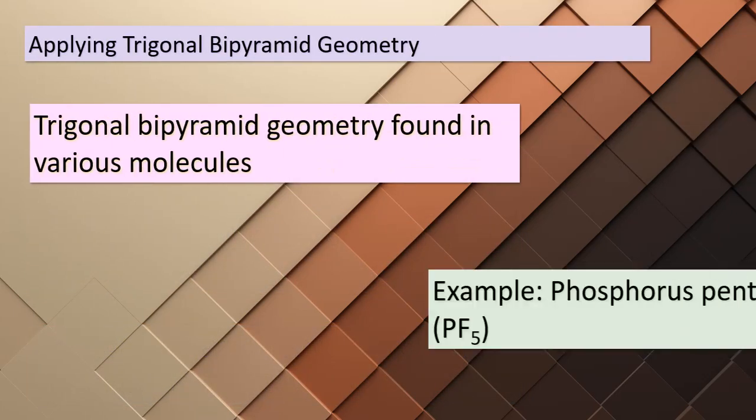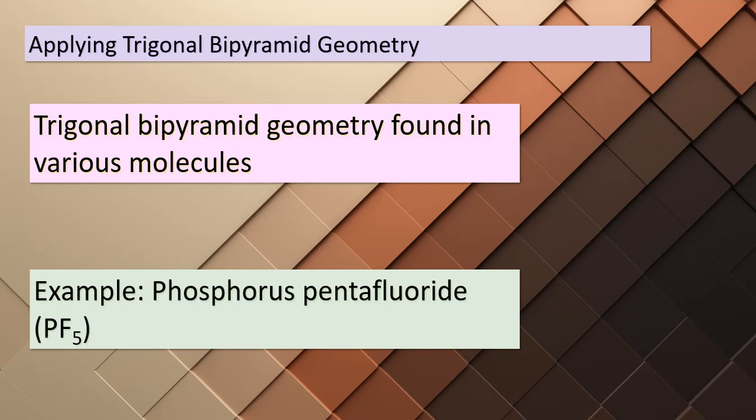Welcome back, eager learners. Now that we've grasped the concept of trigonal bipyramid geometry, let's see how it applies to real molecules. One such example is phosphorus pentafluoride, often denoted as PF5. In this molecule, a central phosphorus atom is surrounded by 5 fluorine atoms. If we examine the arrangement of these atoms, we find that it perfectly matches the trigonal bipyramid geometry we've been exploring. This molecule serves as a tangible example of how the principles we've discussed today manifest in the real world.